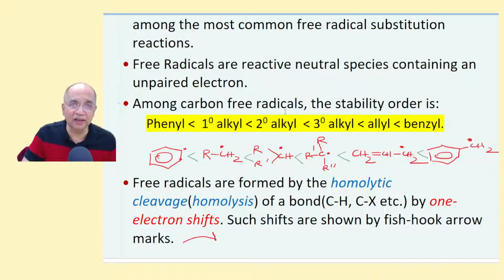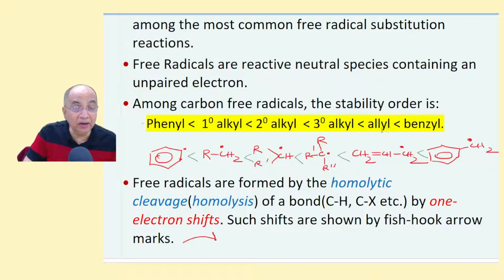Among carbon free radicals, I can remind you the stability order. The least stable is phenyl or vinyl, having an sp hybridized carbon. Among alkyl radicals, 1 degree alkyl is less stable than 2 degree alkyl, and less stable than 3 degree alkyl free radical, because, due to the hyperconjugation effect, there are more hyperconjugation structures. A 3 degree radical, like tertiary butyl free radical, is much more stable.